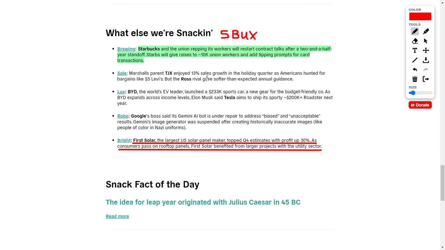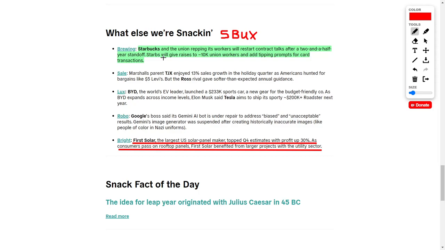In other quick news updates, let's talk about Starbucks, ticker symbol SBUX, which owns a very successful coffee chain. Starbucks has been fighting with a union for a while, and recently, after 2.5 years, it seems that they are going to give raises to 10,000 of their union workers, and they are also adding tip prompts for card transactions.